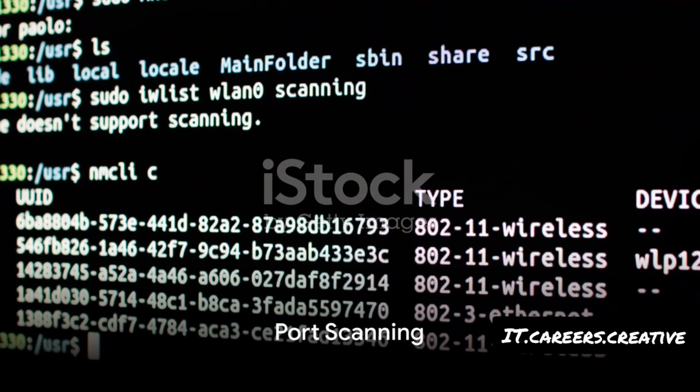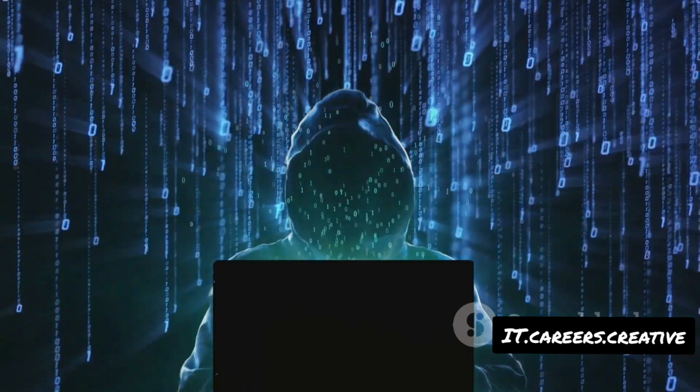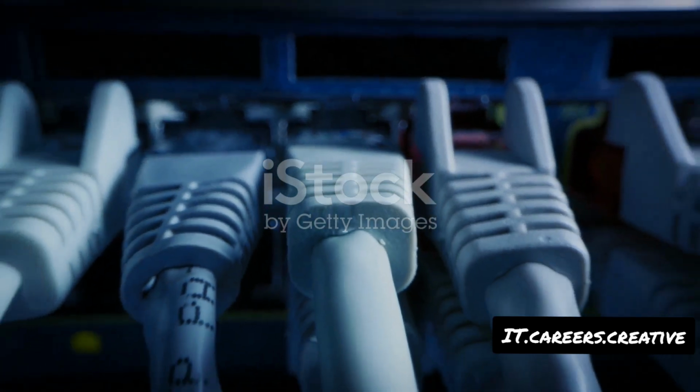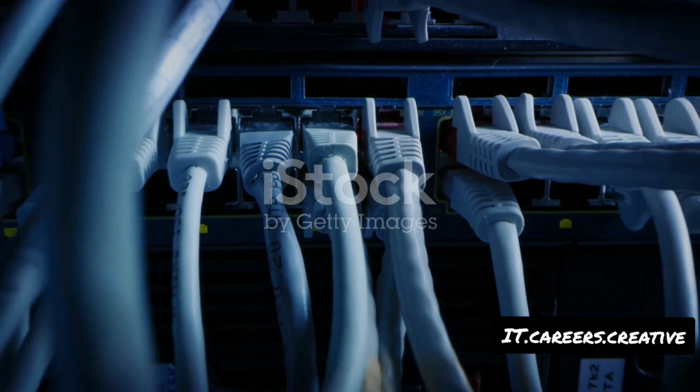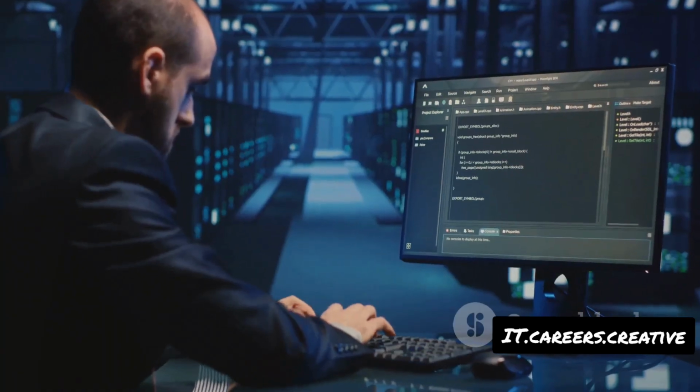Next, we delve into the world of port scanning. Nmap scans for open ports on network devices. For those who may not know, ports function as communication endpoints that facilitate different services to operate over a network. By identifying which ports are open, Nmap gives a clear picture of what services are running on a particular device.